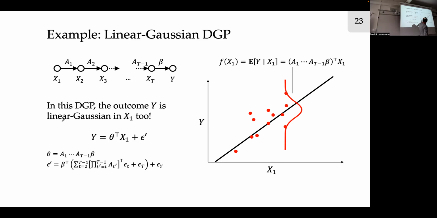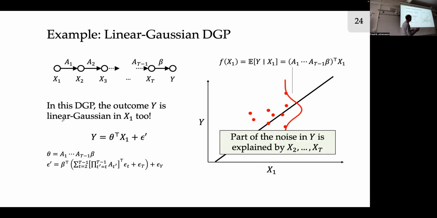So we are in this kind of scenario still, and y is a function of x1, it's Gaussian, but there's a difference now. The difference is that this line is given by multiple matrices, and the noise is partly explained by the variables in between, partly explained by the privileged information, because at every step in the chain, there's a little epsilon t that gets added and accumulates in the noise of y.